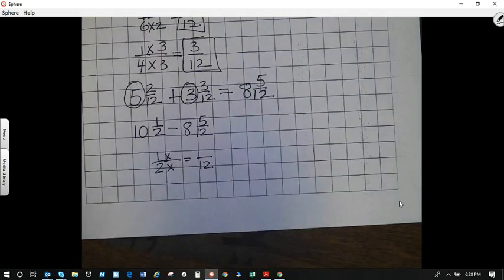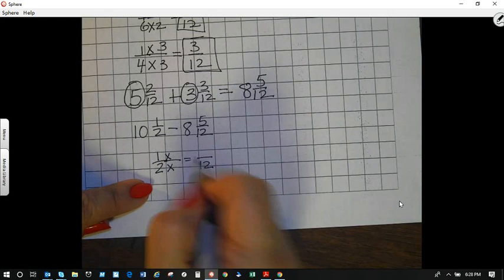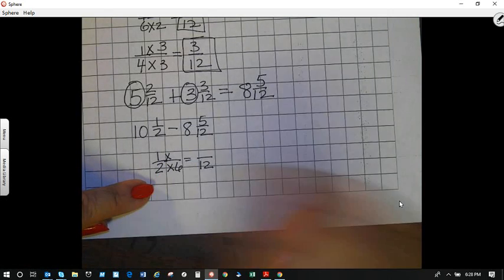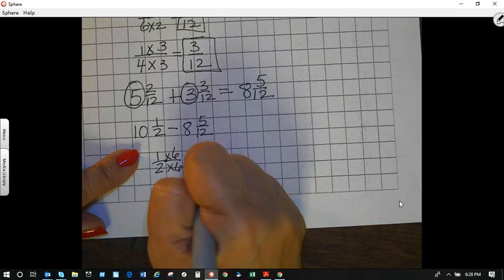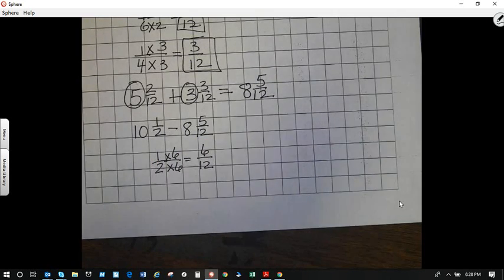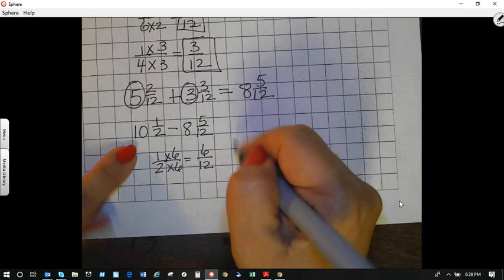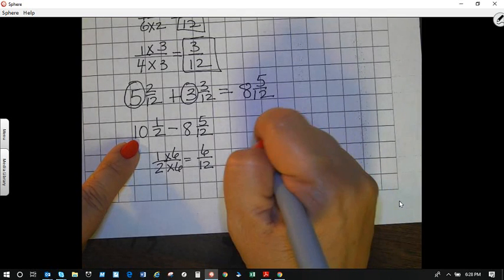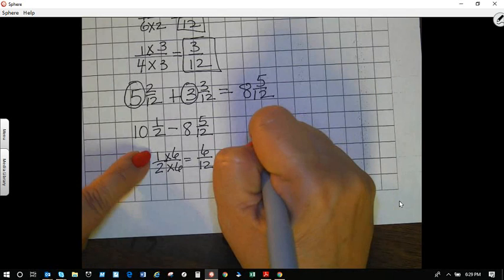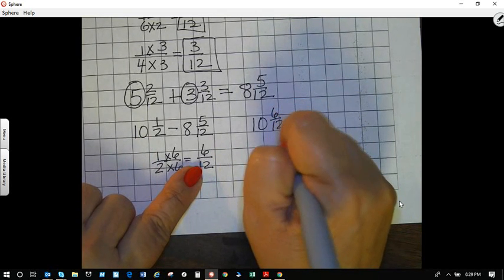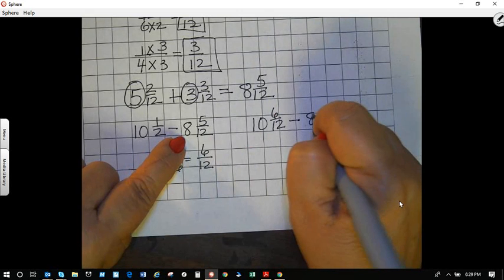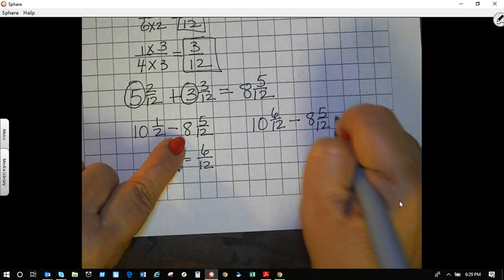It's crazy. Okay, 2 times 1 equals 12. 2 times 6 equals 12. And then I do the same. 1 times 6 is over 6. And now I'm going to rewrite my equation. So I'm going to have 10. My 1/2 is now the equivalent to 6/12 minus 8 5/12.